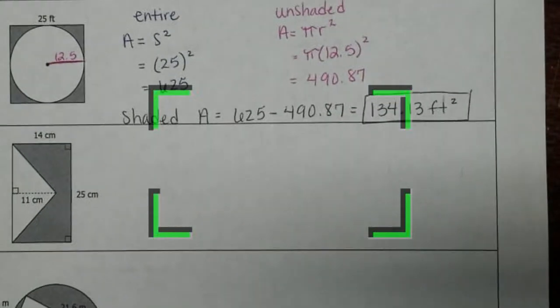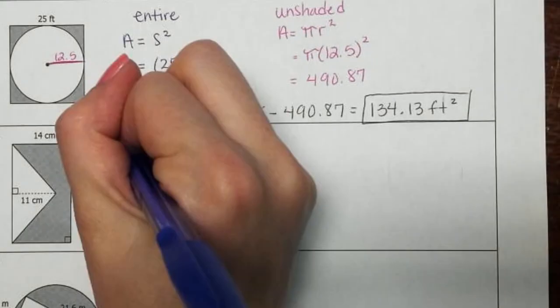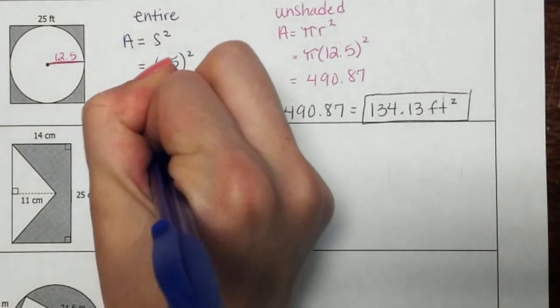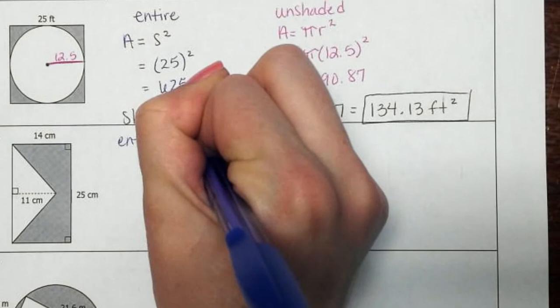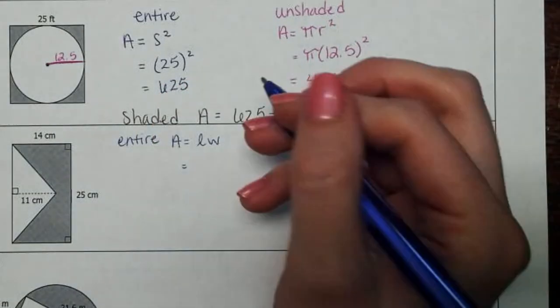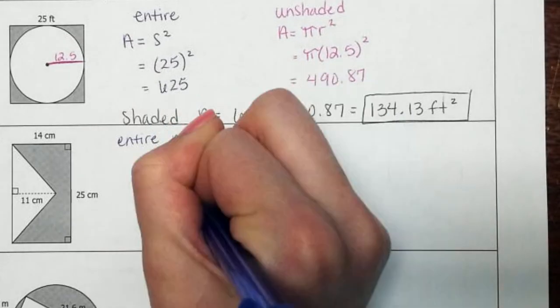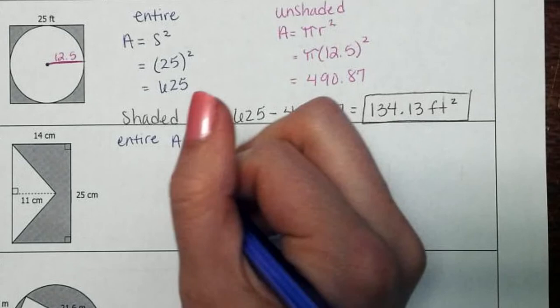Okay, so we're going to do that again. So number 7, the entire figure is a rectangle. So the area would be length times width. I know my length and I know my width. So 25 times 14. And that ends up giving me 350.